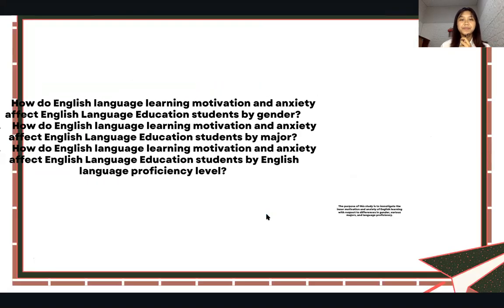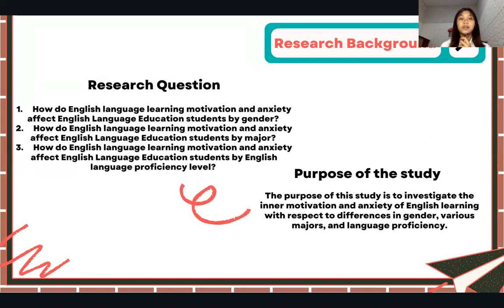Next, there is the problem of the study. Based on the background of the study that has been explained, this research has three problems to analyze. Okay, the research questions are: number one, how do English language learning motivation and anxiety affect English language education students by gender? Second, how do English language learning motivation and anxiety affect English language education students by major? And the last one, how do they affect English language education students by English language proficiency level?